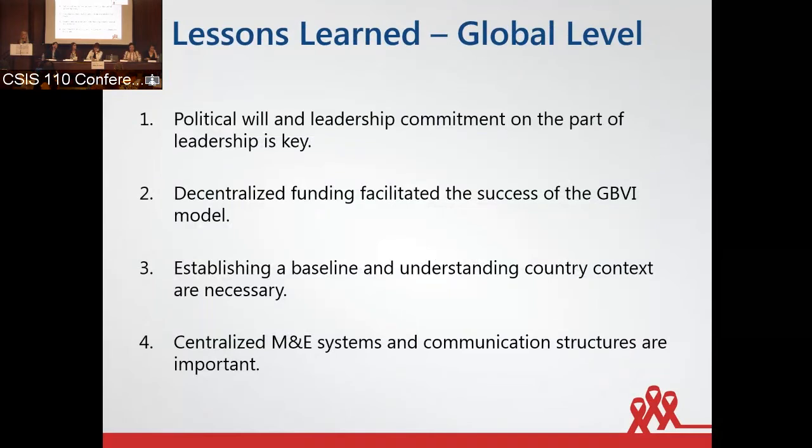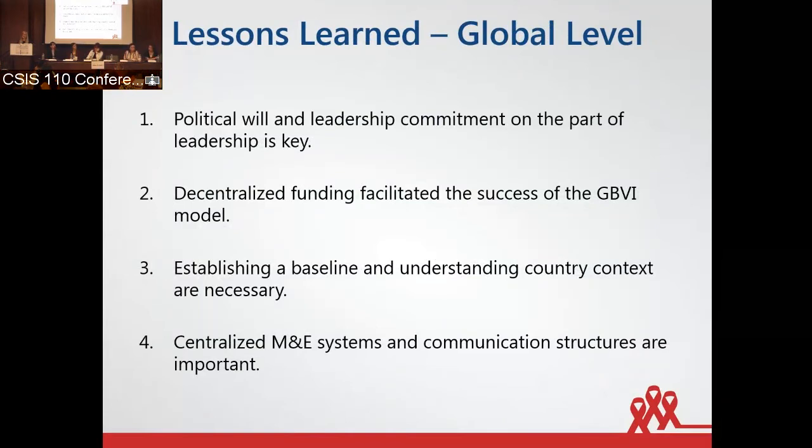There were several lessons also learned at the global level. The first is that political will and commitment by leadership is really key for the success of an interagency initiative like the GBVI. So the GBVI involved 4 different government agencies, 3 different countries across 3 years, and it was strong leadership, especially on the part of PEPFAR and the Gender Technical Working Group, that helped to see this initiative through successfully. Secondly, the decentralized funding facilitated the success of the GBVI model.